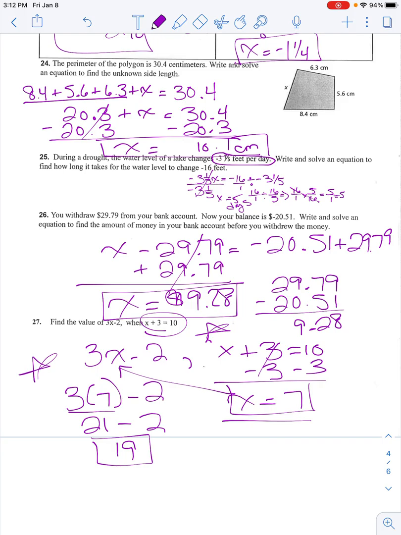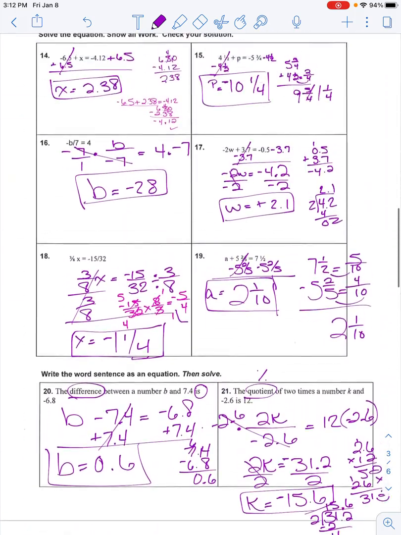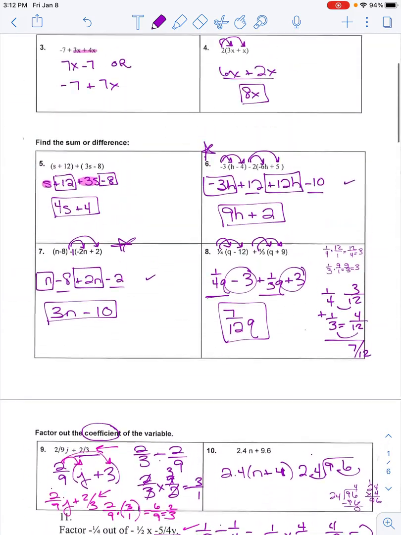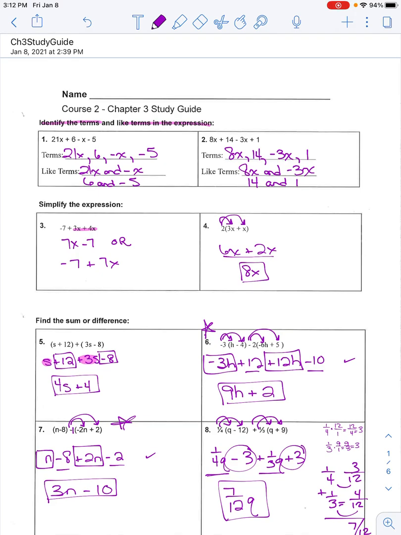Okay, and you'll also have one like that on your test, okay? And you've got your test looks identical to the study guide, okay? I know it's lengthy.